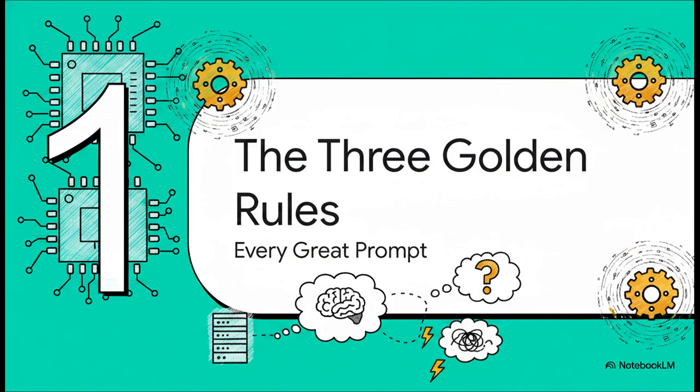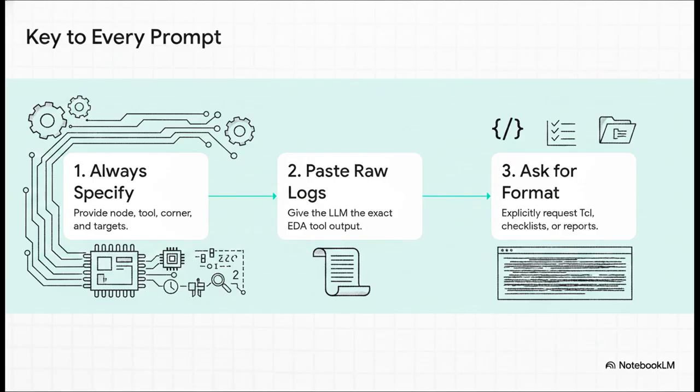Okay, let's get into it. Before we even touch on the specific stages of the design flow, we have to cover the 3 golden rules. Getting this foundation right is everything. It's literally the difference between the LLM giving you a brilliant solution or just complete garbage. Here they are. Number 1, always be specific. Context is king here. The LLM needs to know the process node, which EDA tool you're using, the specific corner you're looking at, and any key targets.